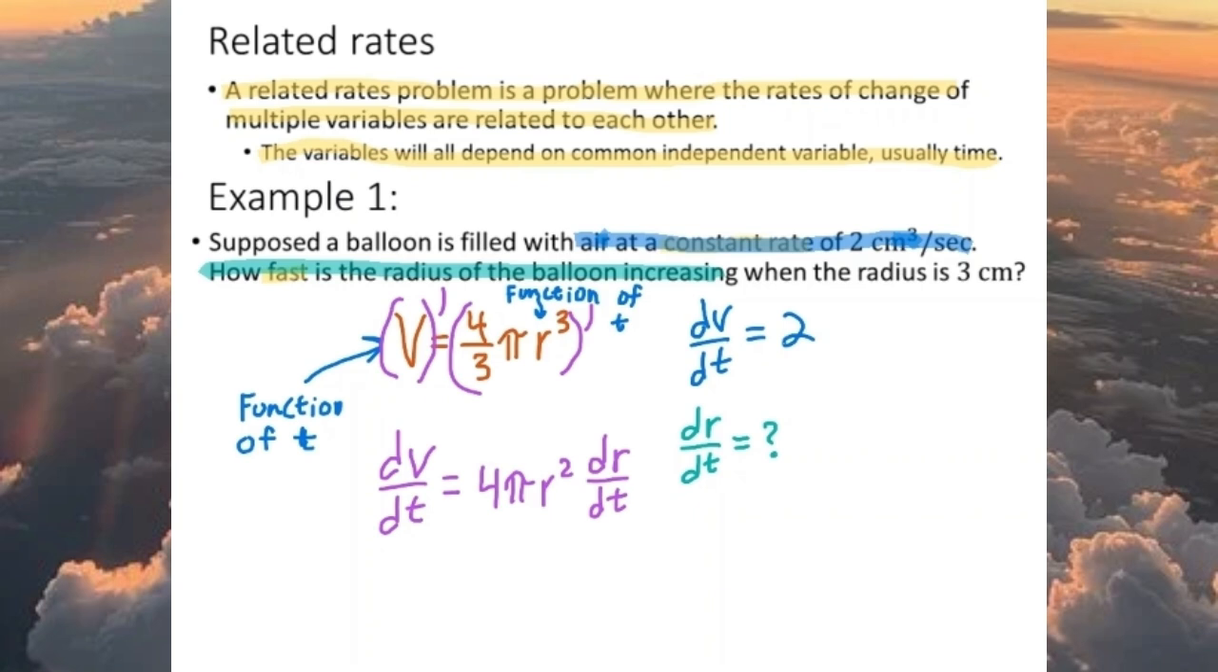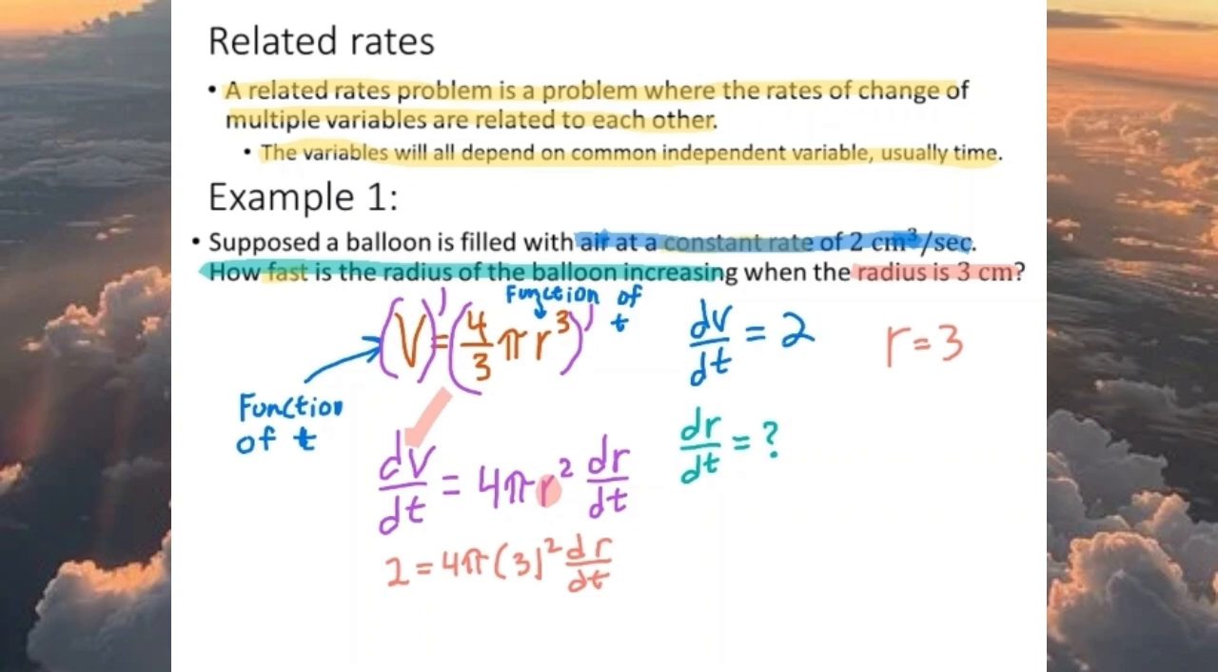Now I have an equation that relates the rate of change of volume to the rate of change of the radius. How do we use this to finish answering our question? My goal is to find dr/dt. I know dV/dt, but I'm missing r, the radius of my balloon. The problem is asking us to find dr/dt when our radius is 3. So here we're going to set r equal to 3. And now we can plug in our values, and we have an equation to solve.